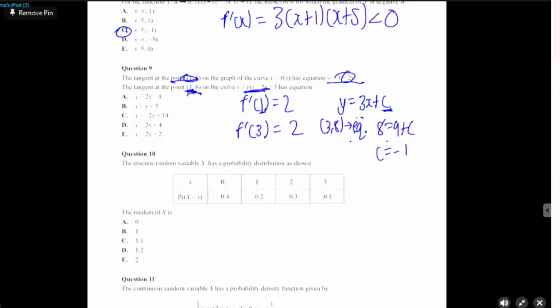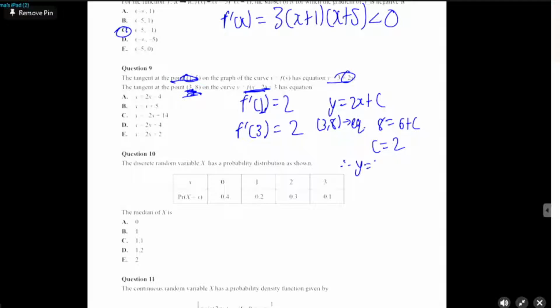Oh no, this isn't 3. It's 2. That's my bad. So because the gradient is 2, you sub in y equals 2x plus c. Then you sub in 3, 8. So then you get 8 equals 6 plus c, where c equals 2. Therefore, y equals 2x plus 2. And your answer is E.